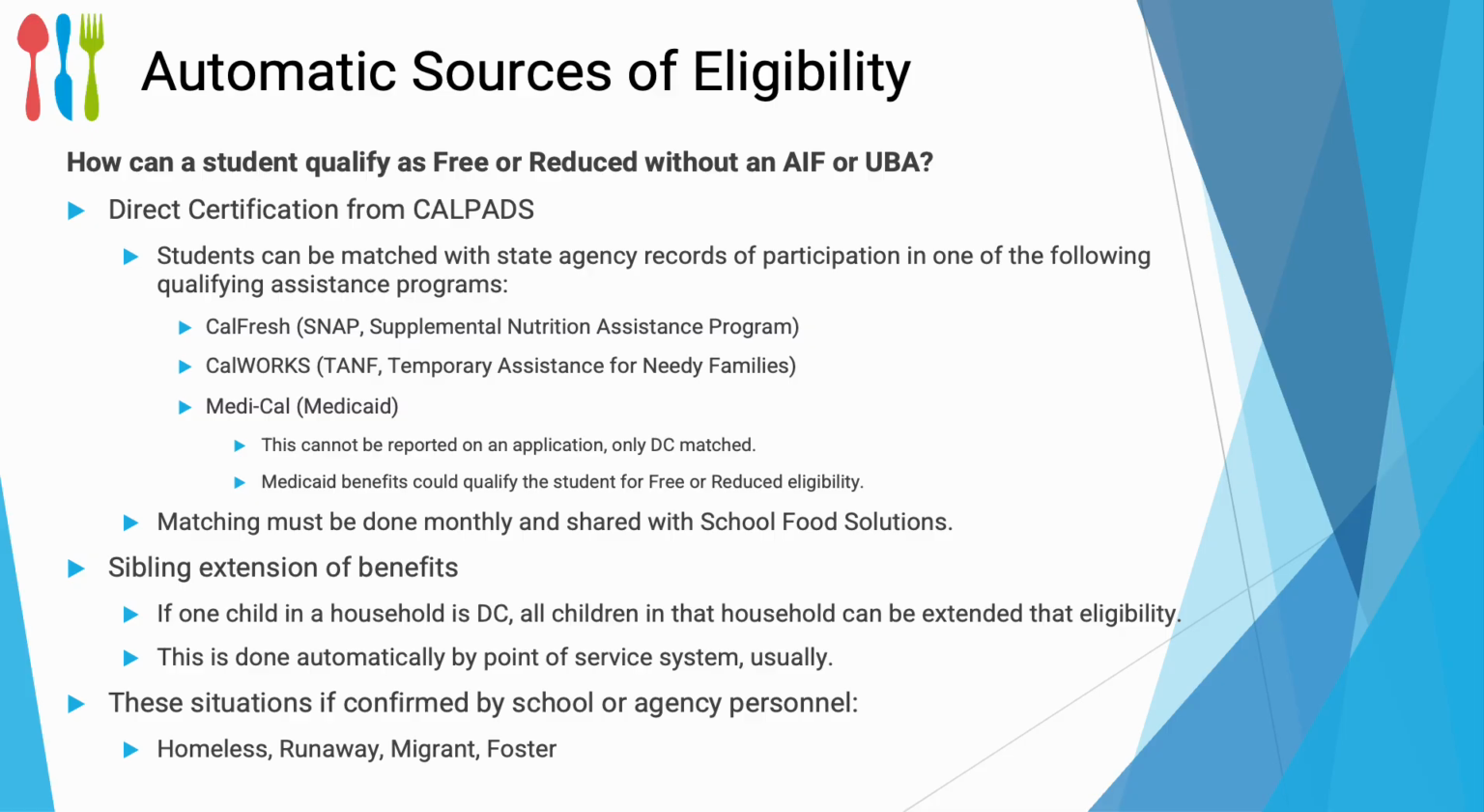Another way that someone can be automatically eligible is through a sibling extension. So if one child in the household is directly certified, all children in that household can be extended that same eligibility. Usually this is done automatically by your point of sale or point of service system based on matching family addresses, but you can also let us know if there are siblings that didn't get caught automatically.